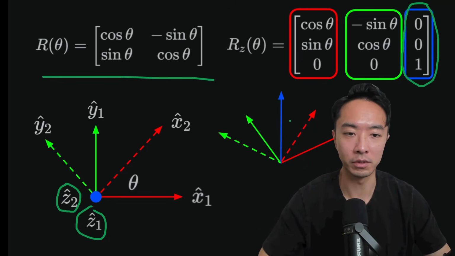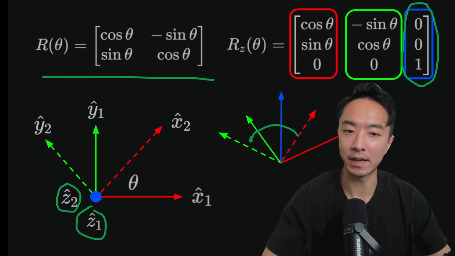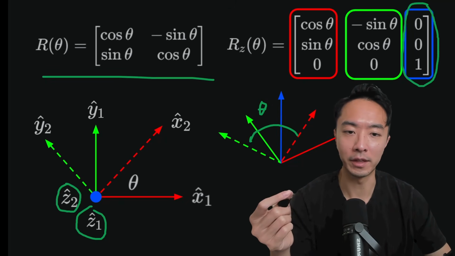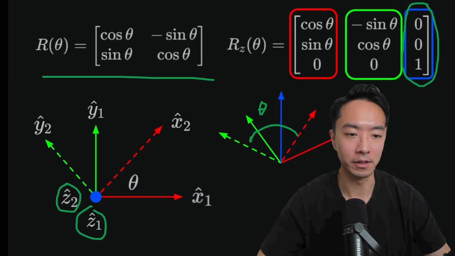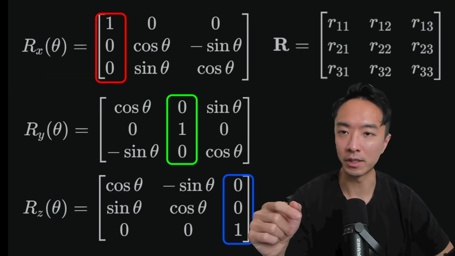So here's a visual of this frame being rotated about the z-axis by some angle theta here, okay? So this is going to be the 3D rotation matrix.